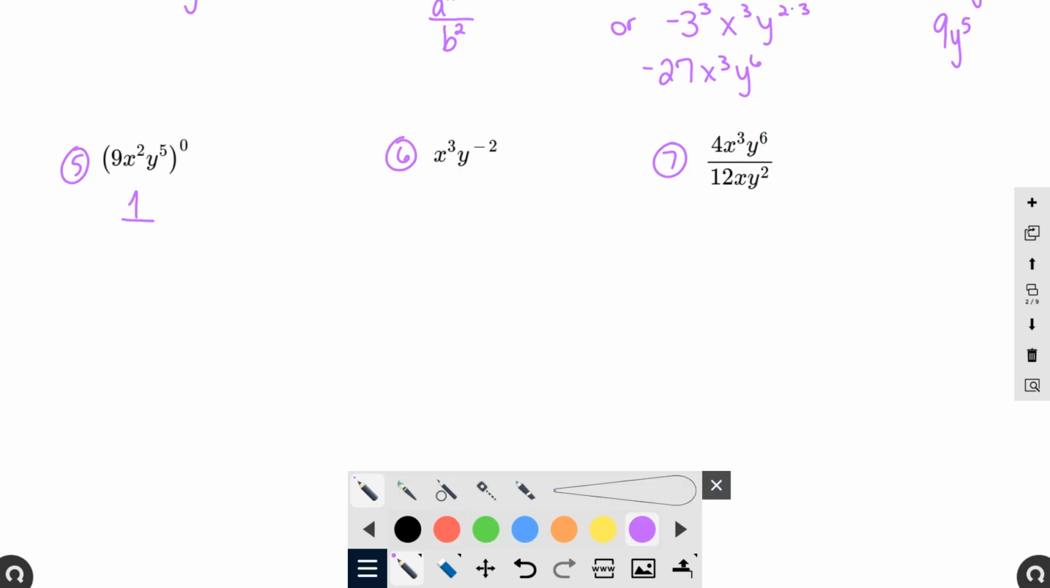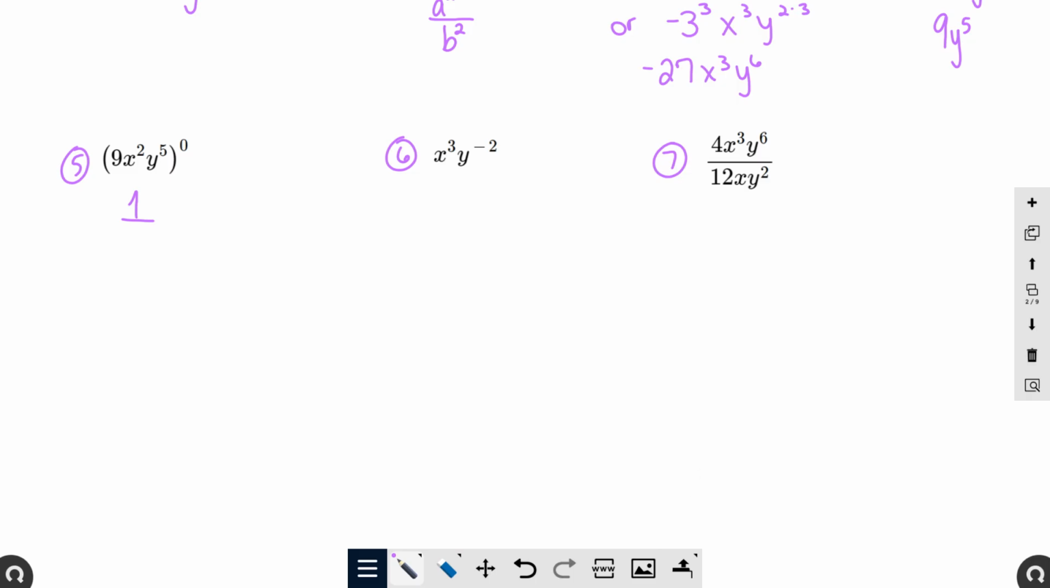What are you thinking about with number 6? What's wrong with it? So what do we do with the negative? Yeah, but what about the x? It's going to go on top. You're exactly right. The x to the third is going to stay on the top, but on the bottom we're going to have y to the 2nd. So that negative exponent goes away. So only move the variable that has the negative exponent. The positive exponent is going to stay wherever it's at. All right, then we got our last one here. Write this one down.